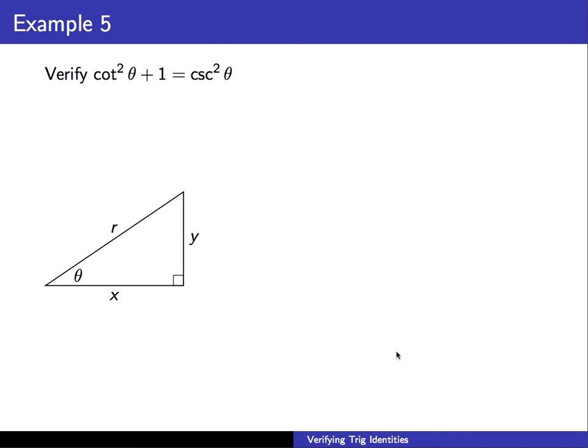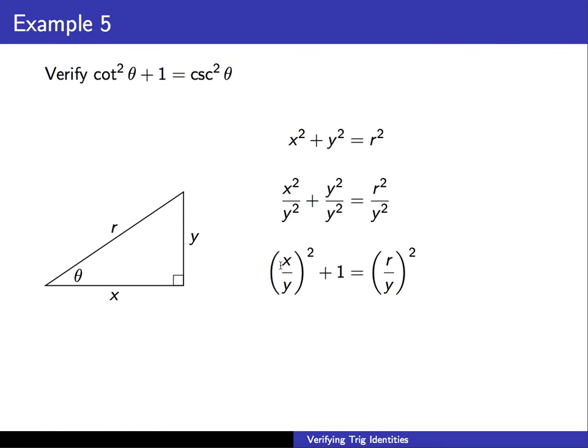All right, finally, our last Pythagorean identity. In the first one, we divided everything by r squared. In the second one, we divided everything by x squared. So this one, we're going to divide everything by y squared. It's really just that each of the three is based on what you divide by. So dividing everything by y squared, we get x over y, that fraction squared, plus 1 equals r over y, that fraction squared. Now x over y is cotangent, r over y is cosecant, so we have cotangent squared theta plus 1 equals cosecant squared theta.